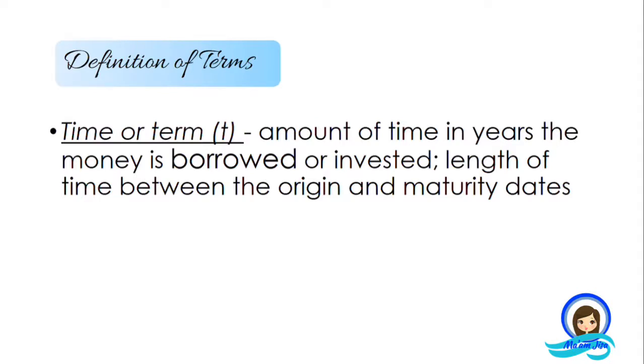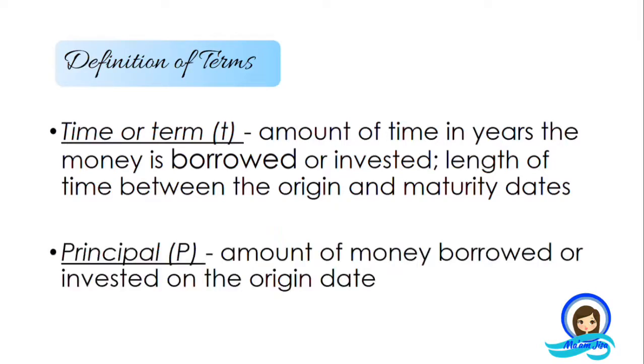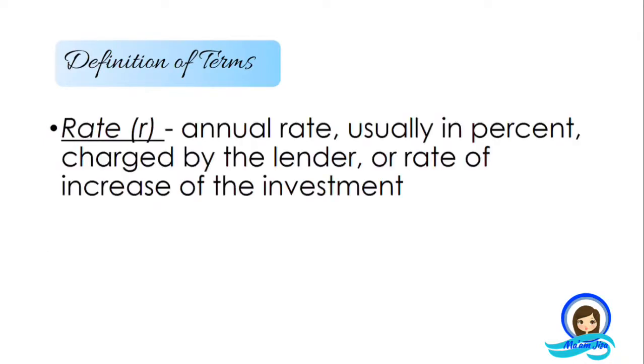So if it's in months, you have to divide the given number of months over 12, since there are 12 months in a year. While if the given is in terms of days, just divide the given number of days by 365 so that you will be able to convert it in terms of years. The principal or P is the amount of money borrowed or invested on the origin date. Then we have the rate or R. It's an annual rate, usually in percent, charged by the lender or the rate of increase of the investment.